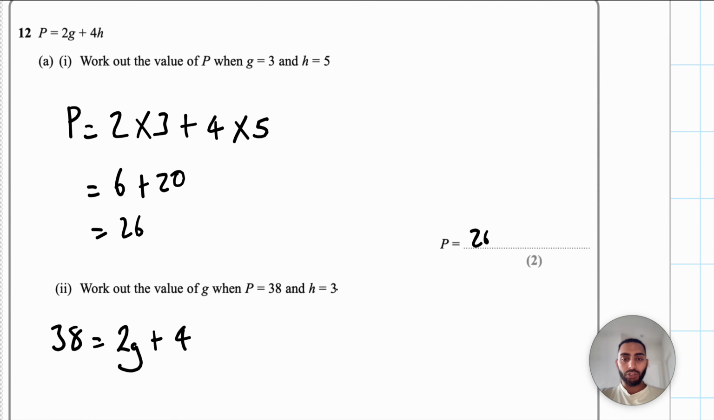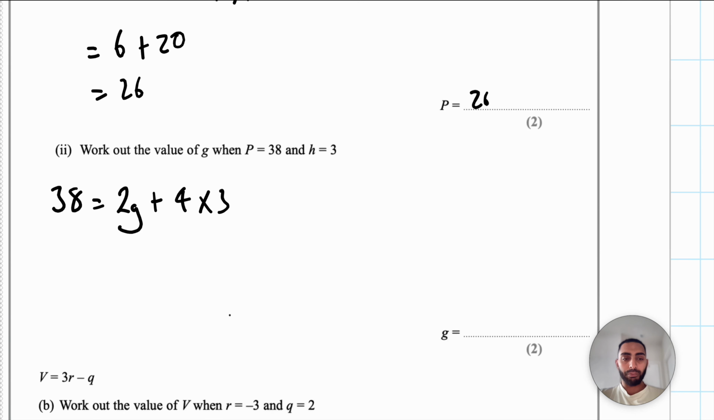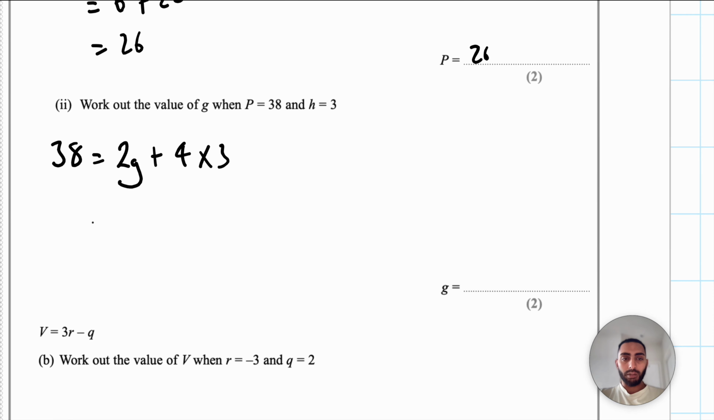4 lots of H, which is 3. So 4 times by 3. We can simplify this bit, 4 times by 3. So I've got 38 is equal to 2G, 4 times by 3 is 12. Now I need to solve this equation.